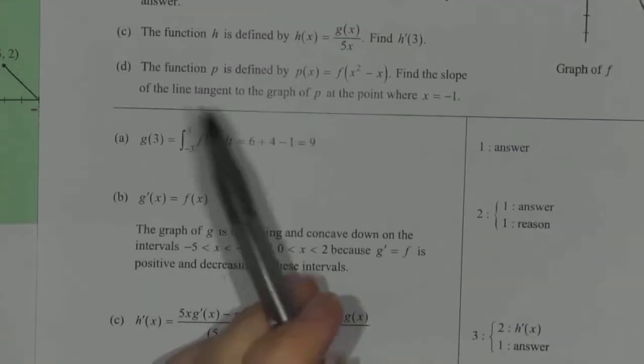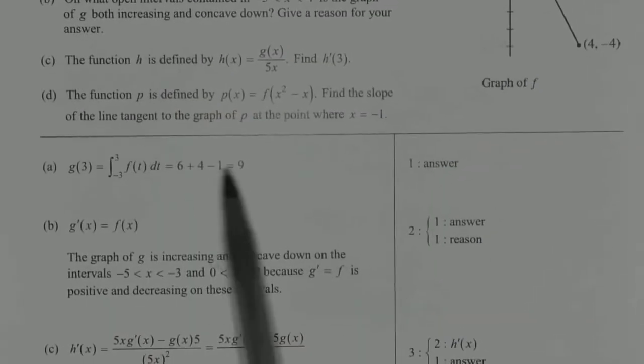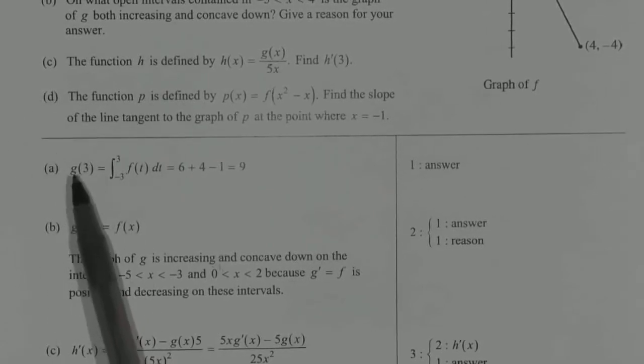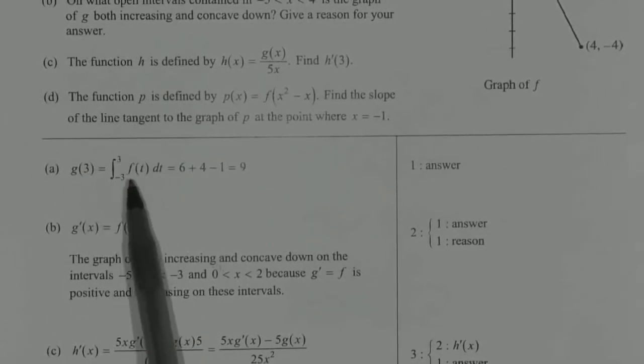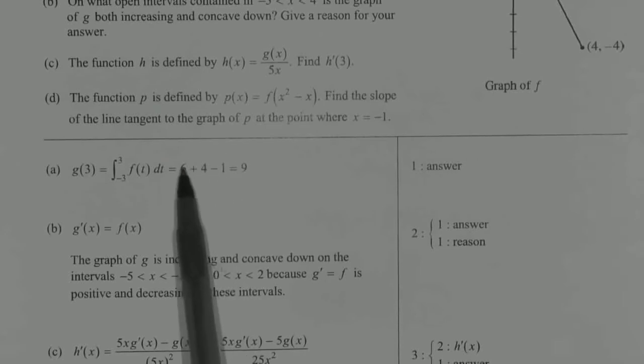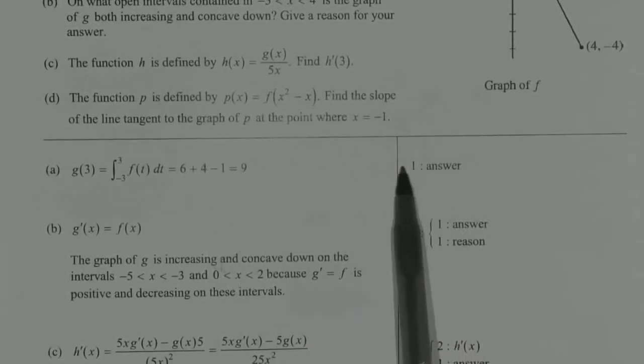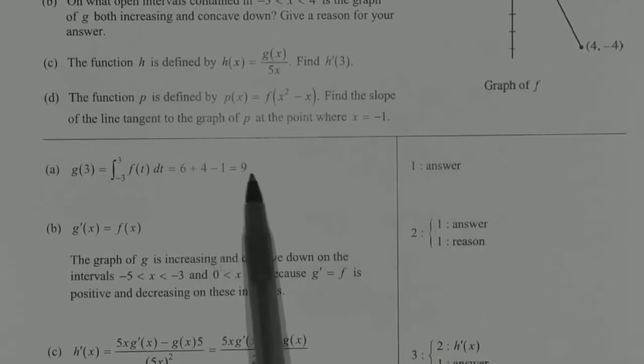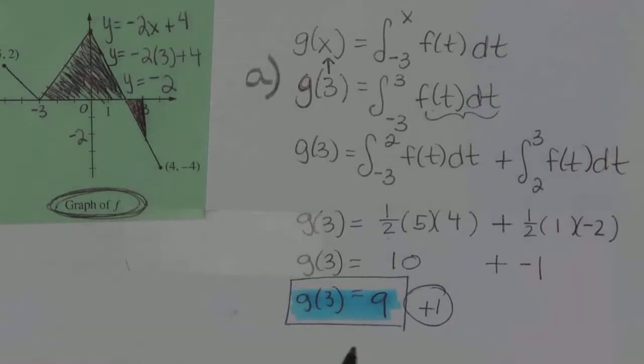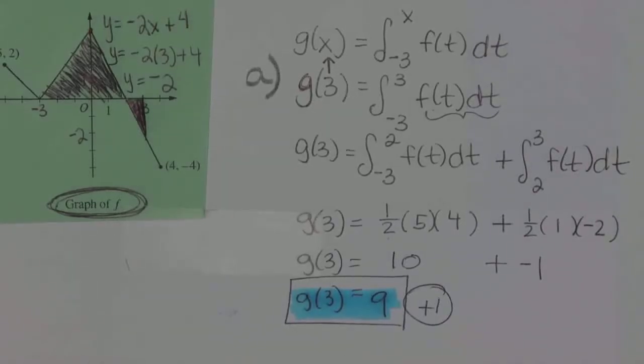This is my scoring guide, and you can see they did a little less work than me here. They said that g of 3 was the definite integral from -3 to 3, and they did some geometric calculations. I got 9. They're giving you 1 point for that answer, 9. So in that one, they're really not checking much of your work, just awarding points for that final answer. Okay, let's go on to part B.